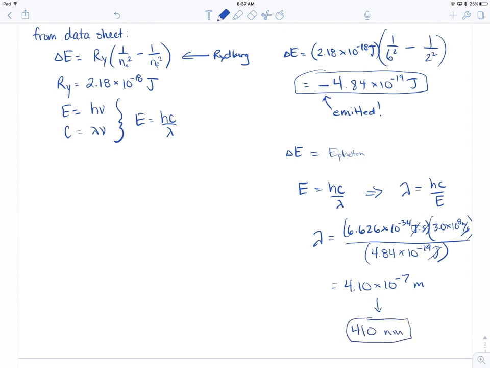That is in the visible spectrum, so we would expect to see a photon of violet light from that transition, and this is in fact one of the lines in the Balmer series of the hydrogen atom.